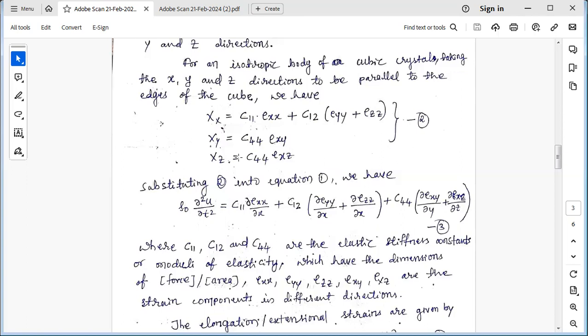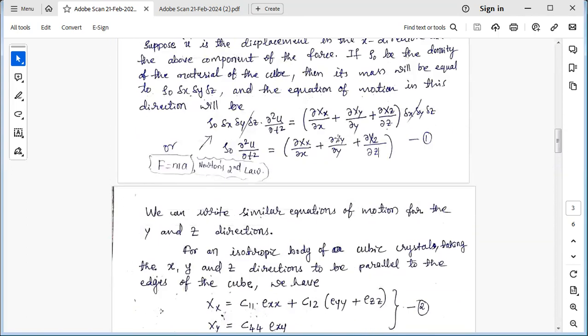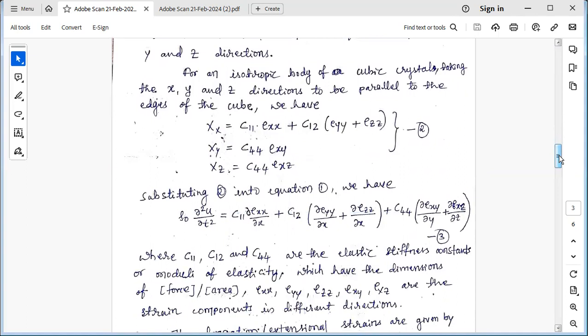And next what we are doing, substituting 2 into 1. This is equation 2, and we substitute this into equation 1. Equation 1 is here, that means the wave equation. In the wave equation, we have to substitute all this: the x, x, x, y, x, z terms are there. We have to substitute those values.